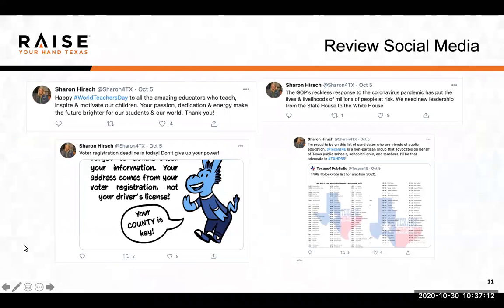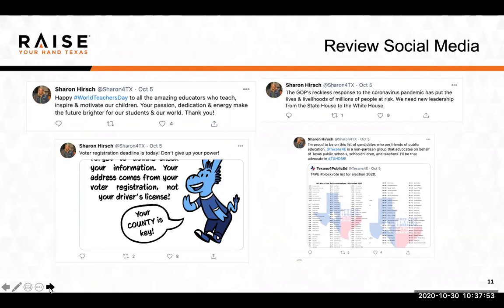Let's take a look at social media posts. I happened to pick just one day and use that same day, and I just screenshotted all of the postings on Twitter. This doesn't include Facebook, so this is just an example for you on October 5th. So on this slide, we can see what candidate Sharon Hirsch talked about on her Twitter feed that day. It happened to be World Teachers Day, so we see a posting about that. We see something about voter registration, the pandemic, and an endorsement from an education group.